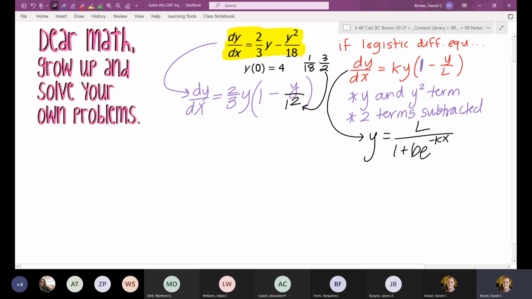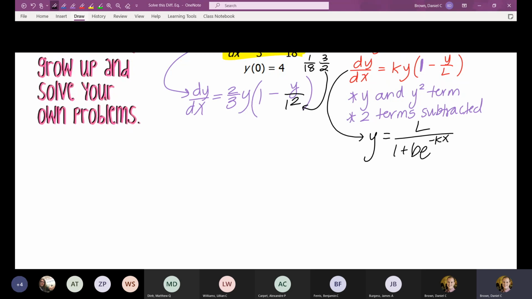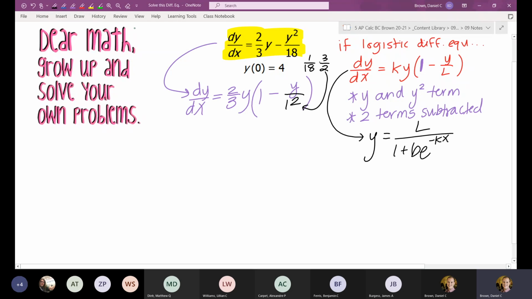Now we've clearly put it into the logistic growth equation. How is that useful? We now know for certain two of our values. What do we know k has to be?